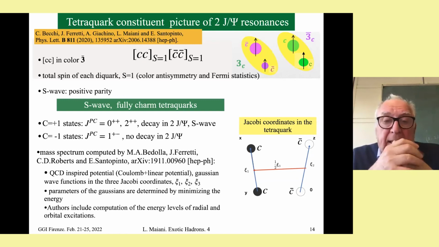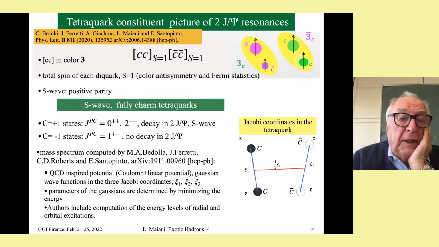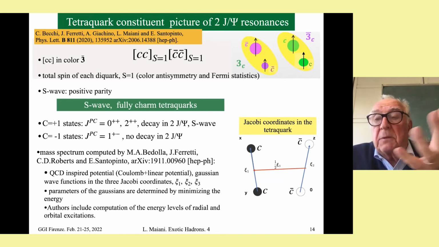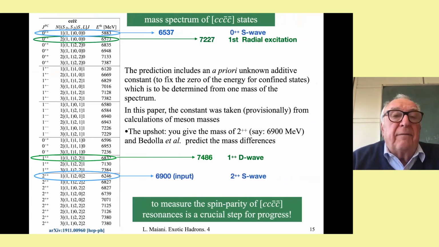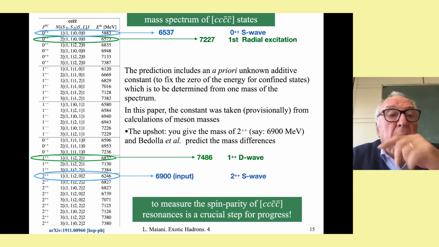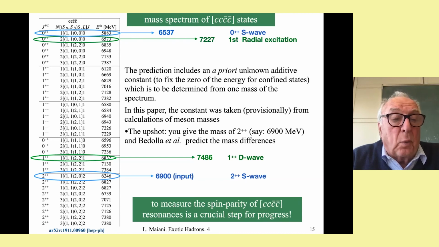This is work that in particular has been done by these authors here, Bedolla, Ferretti, Roberts, and Santopinto, and it leads you to a spectrum which is not far from looking similar to the spectrum that LHCb sees. You have the ground states, which have the orbital number equal to one, and here you have the 0++ state, and then you have its radial excitation. 1, 2 are the radial excitations, and the others are spin and total angular momentum. Then you have also a bound state, a ground state for 1++, which is here below, and they compute the masses of these states.